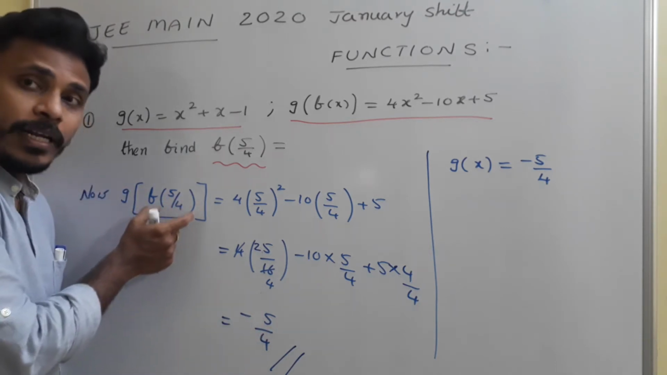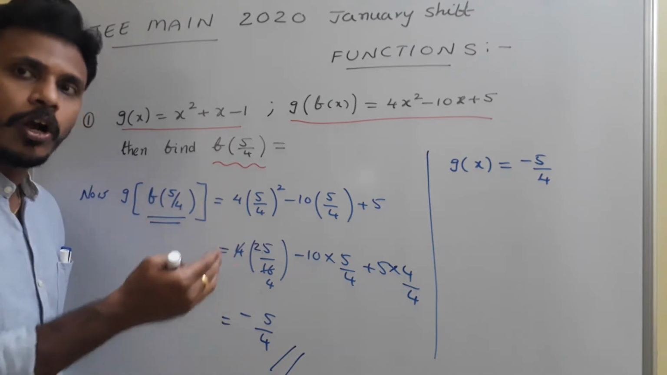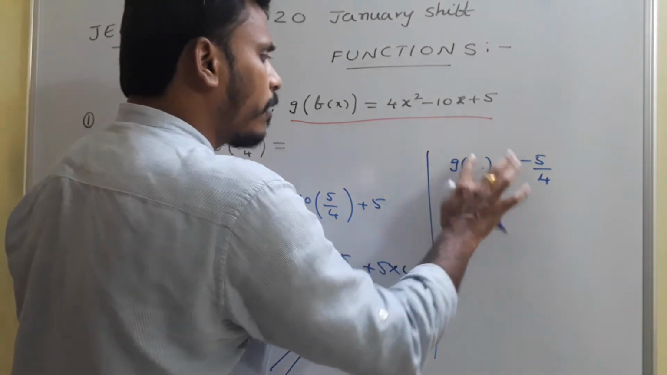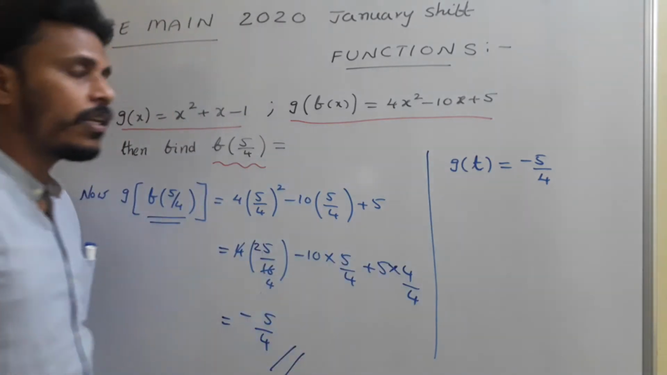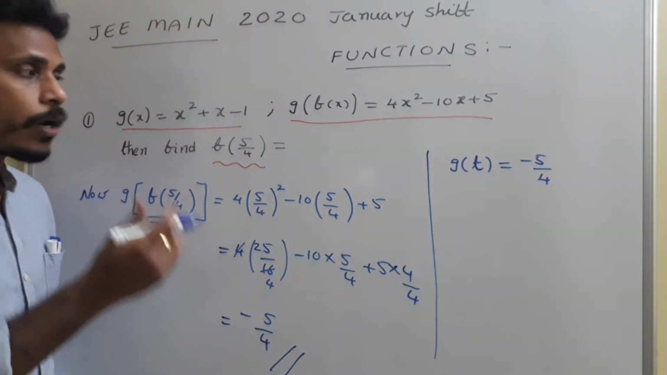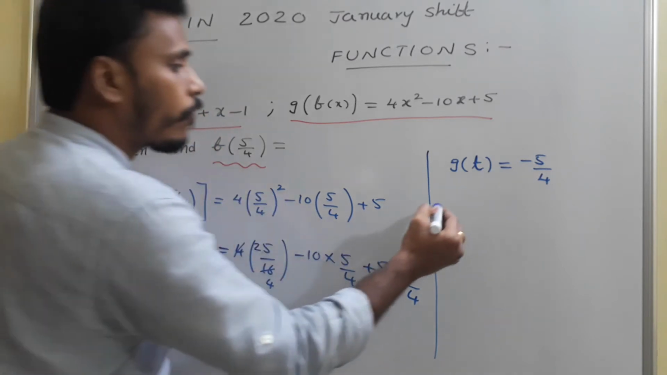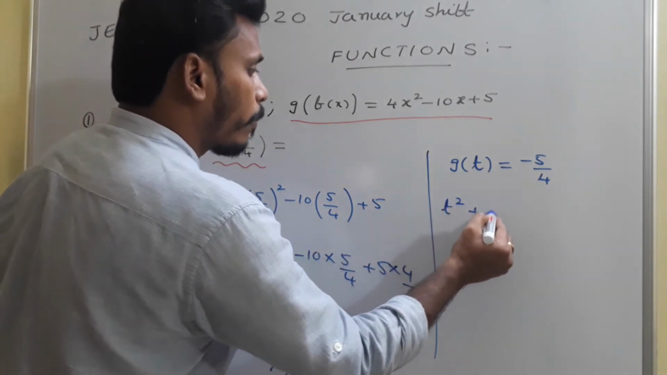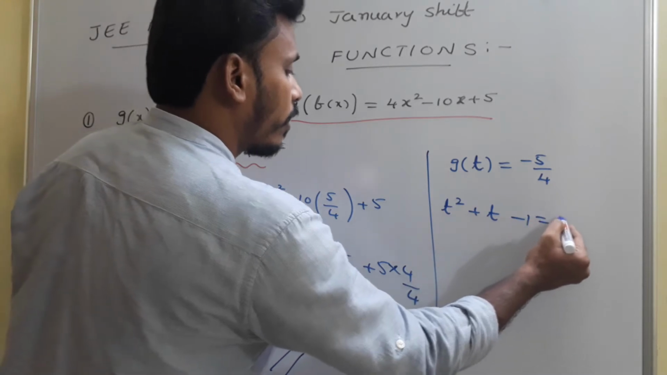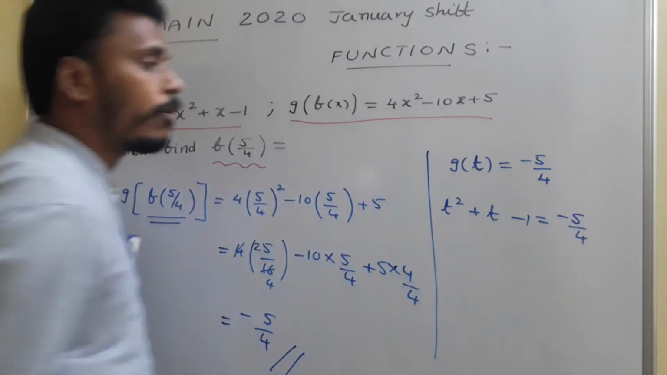See, you may take that something value as some t or k, anything. So you may take it as some t. That t I need to find. g of t is equals to minus 5 by 4. So at the end, our intention is to find that t. What is g of t? g of t is simply t square plus t minus 1 is equals to minus 5 by 4.